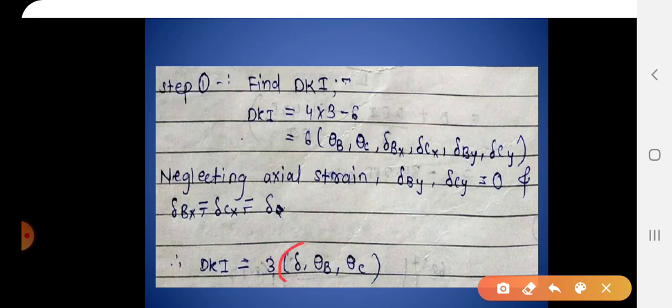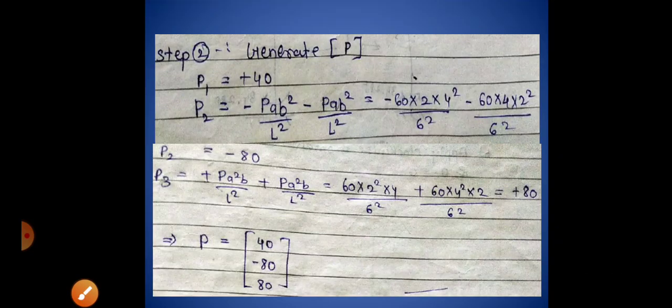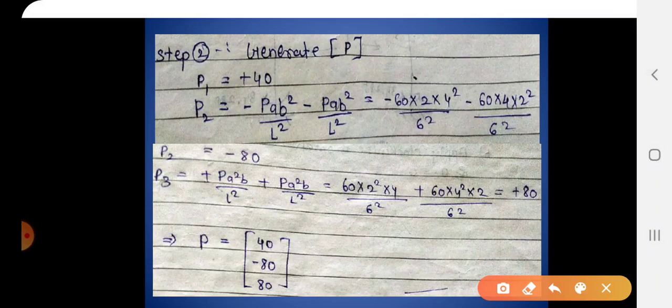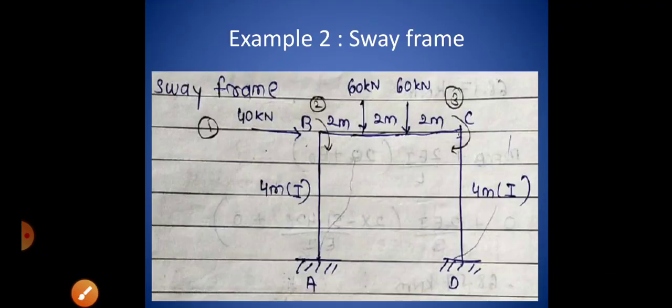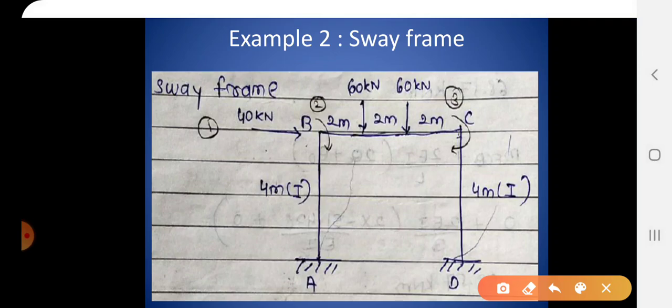Let us represent these as the first coordinate, second coordinate and third coordinate. Now go to step 2. We have to generate the P matrix. Again, let me go to this loading diagram. This is our first coordinate, the first unknown, delta in the x direction, and then rotation theta at B and theta at C. These are our 3 coordinates.